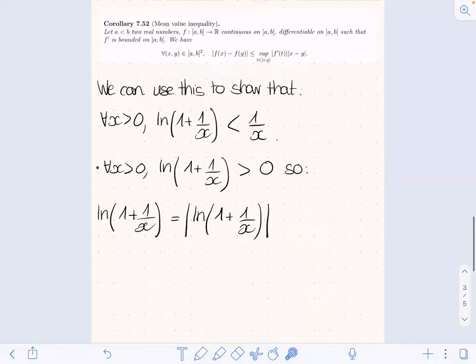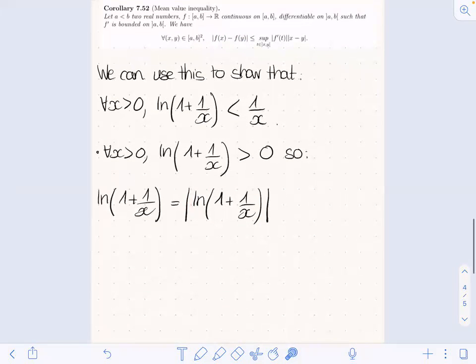And so we're going to want to exploit this, and we're going to want to use the mean value inequality to do so. One thing that you can see here is that there are absolute values in the mean value inequality, and there are absolute values here. So we're sort of on the right track. But we're going to want to rewrite what's inside of the absolute value. One first step is that we can rewrite 1 plus 1 over x as x plus 1 over x.